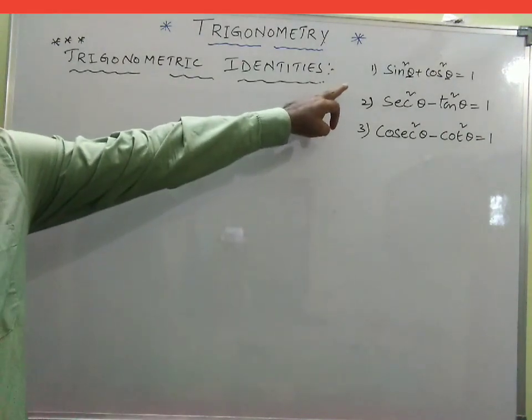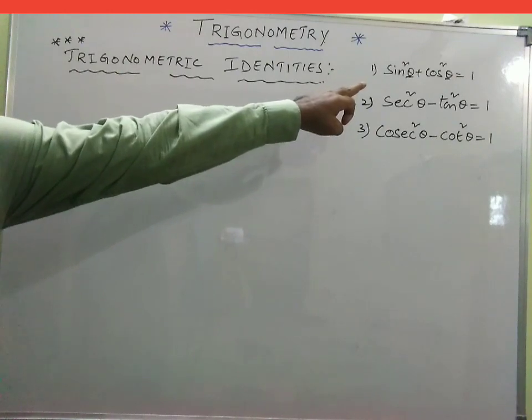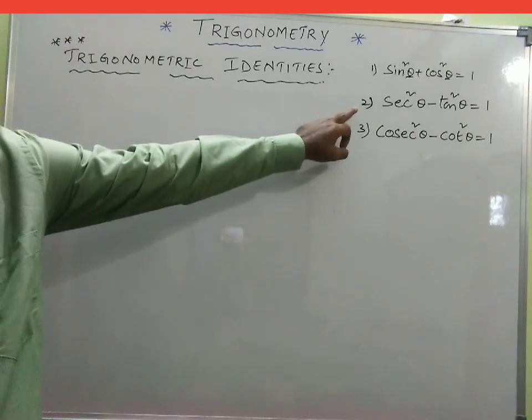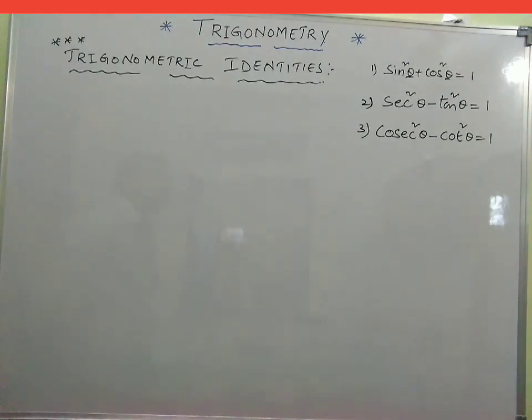First one is sin square theta plus cos square theta is equal to 1. Second one, secant square theta minus tan square theta is equal to 1. And third one, cosecant square theta minus cot square theta is equal to 1. So these are the basic fundamental identities. Theta can be any value, and they are always true.